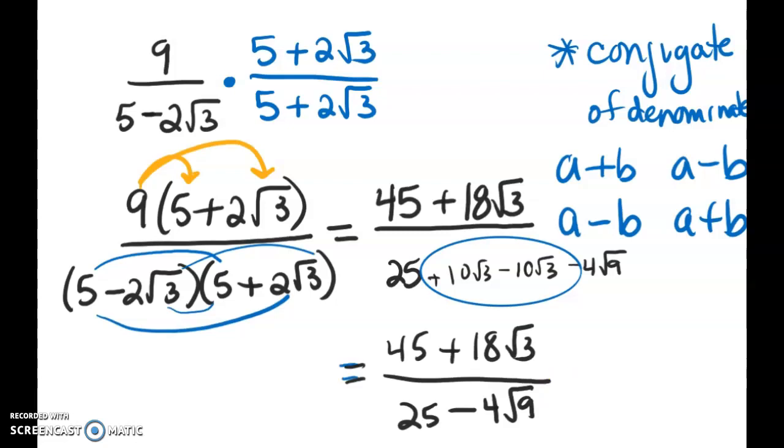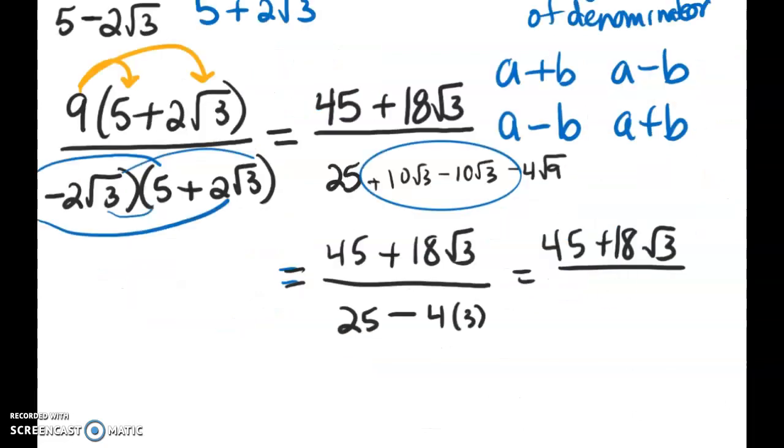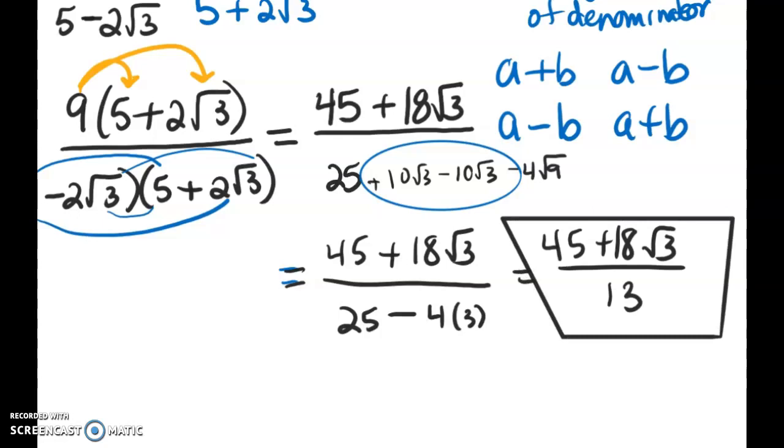And then I can take the square root of 9. The square root of 9 is 3. So I'm going to have the same thing in the numerator, but in the denominator I'll have 25 minus 12. And 25 minus 12, let's erase this, is 13. So this is my answer here. And the goal was to get rid of the radical in the denominator, and we did.